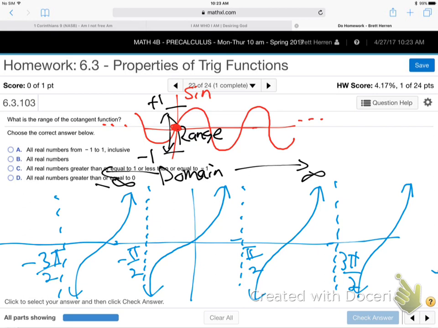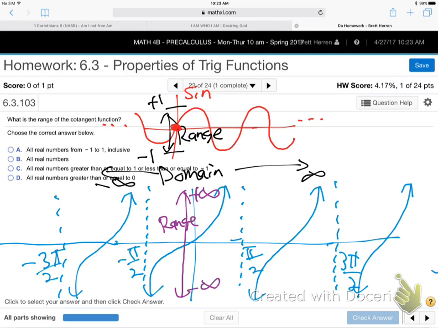So then, what is his domain and range? Let's think about what those might be. His range, which is the height. How high does he go? Positive infinity, negative infinity. So his range is up forever, down forever.